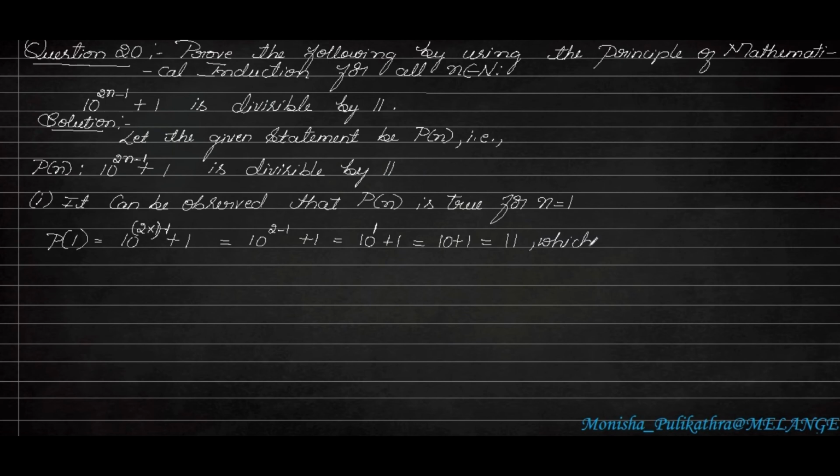We know that 11 is divisible by 11. Since after the calculation we got 11 itself, which is a number already divisible by 11, we can write it as true. So P of n is true for n equal to 1. So for the first case we have proved that the given statement is divisible by 11 when we substitute n equal to 1, so it is true.